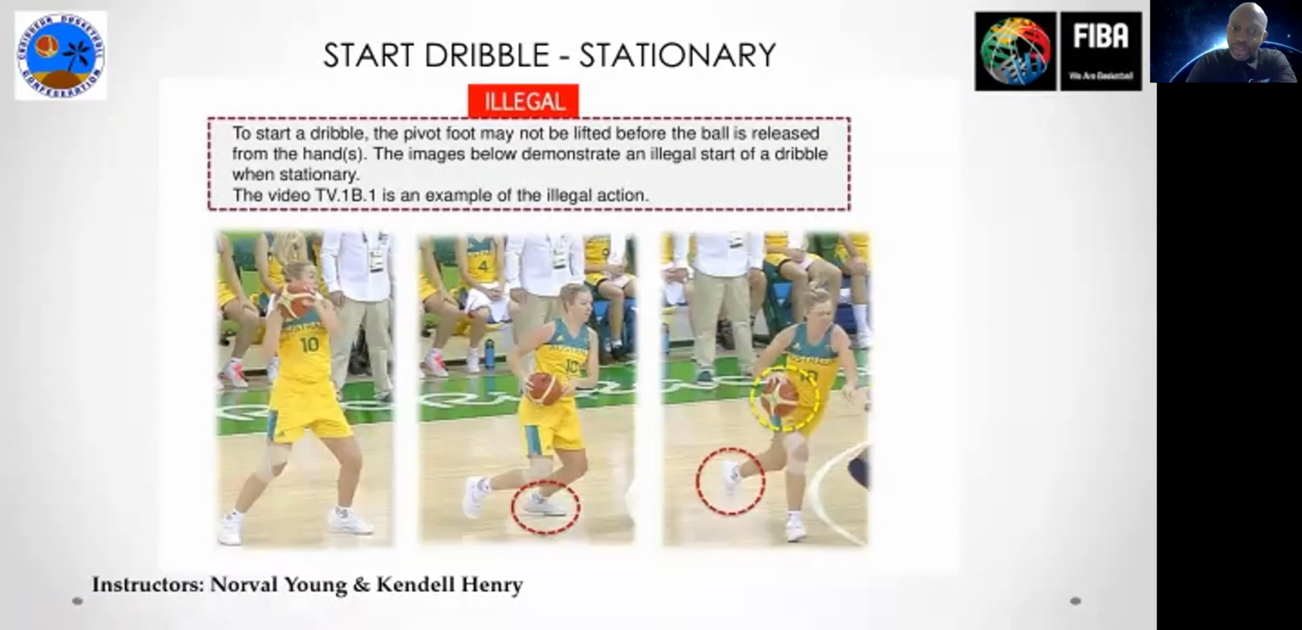If it was the other way, where the ball was released from the hand before the pivot foot lifts from the floor, it would have been legal, no travel. And it says at the top, the image demonstrates an illegal start of a dribble when stationary because the ball was still in hand while the pivot foot leaves the playing court.